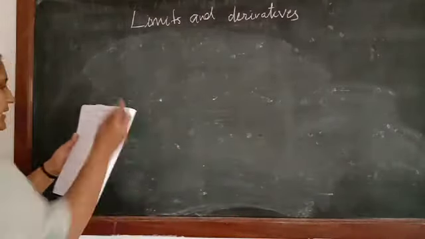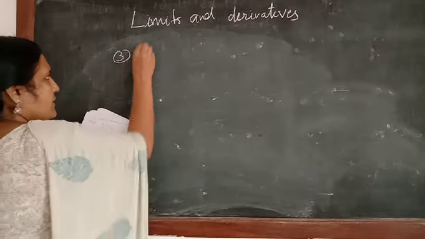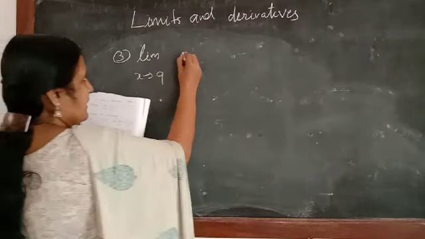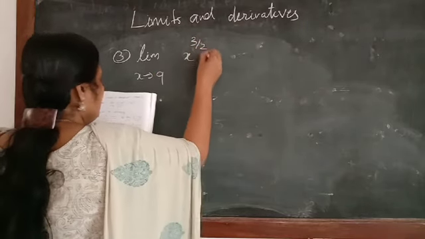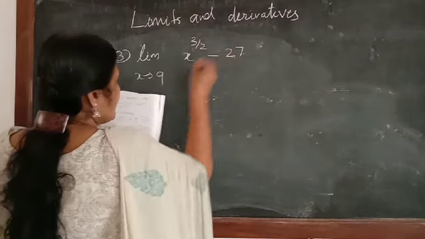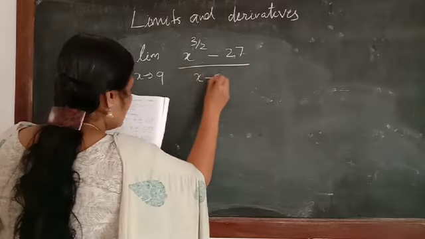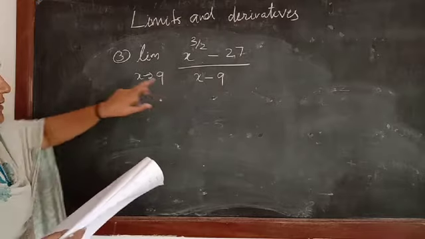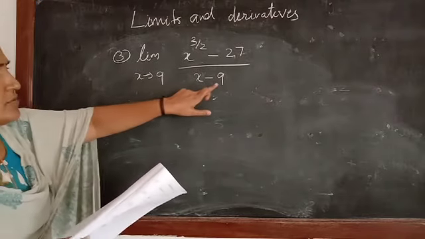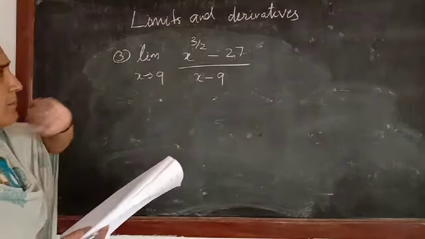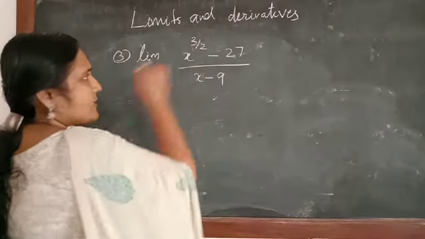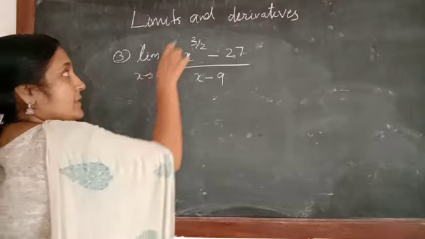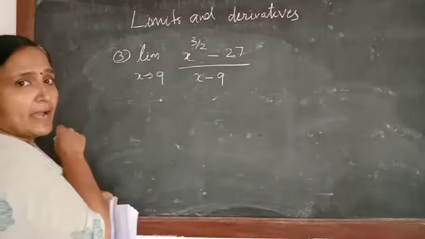Now write down the next question. Third question is limit x tends to 9, x raised to 3 by 2 minus 27 by x minus 9. Now you just check in the question. Rest all okay. X tends to 9. Here also we have x minus 9. But here 27 we don't want there. What we want here is 9. And the power also should be 3 by 2 only.